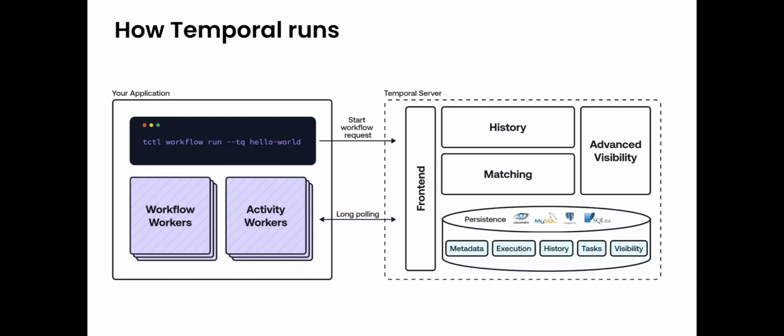And Temporal server really abstracts away all the complexities behind these strong guarantees: event history, matching, front end, persistence layer, as well as advanced visibility. So that's the ability to provide tags or labels, if you will, key value pairs in your workflows so that you can query against them. For example, I could set foo equals bar in a workflow or a specific workflow run, and if I query for workflows that have foo equals bar, it'll return just those workflows.